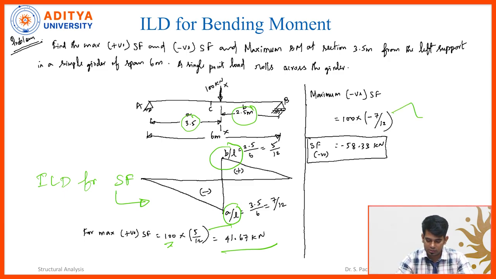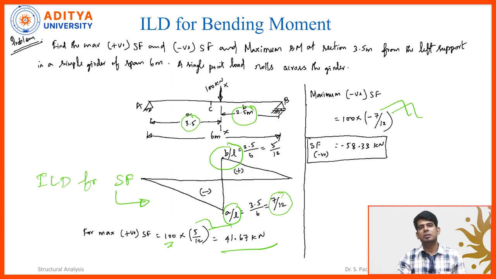That's it. Because you see, the B by L value is 2.5 by 6, which is nothing but 5 by 12. Okay, this is positive. In the opposite direction, we have A by L, which is 7 by 12. But this is a negative ordinate. That's why, substituting the negative ordinate, we get the negative shear force.